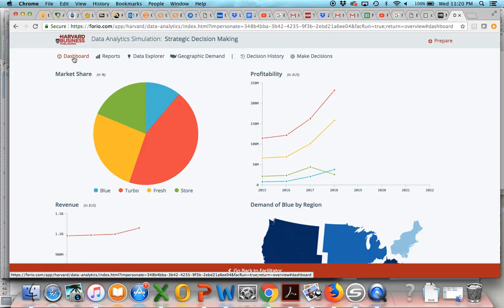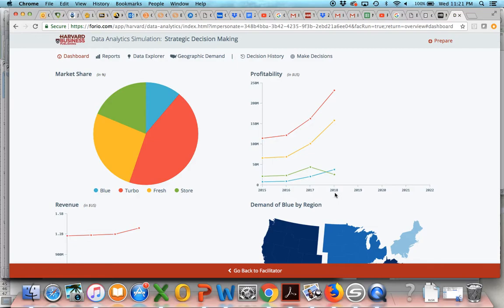But basically, you are going to be running a national laundry detergent brand. So think Tide or Gain or any of those things you see at the supermarket. You are running one called Blue. So you actually see yourself here on the pie chart. Your other competitors, Turbo Fresh and the generic store brand. So you can see at the beginning of this, you are not doing so hot. And you're given a little bit of history.